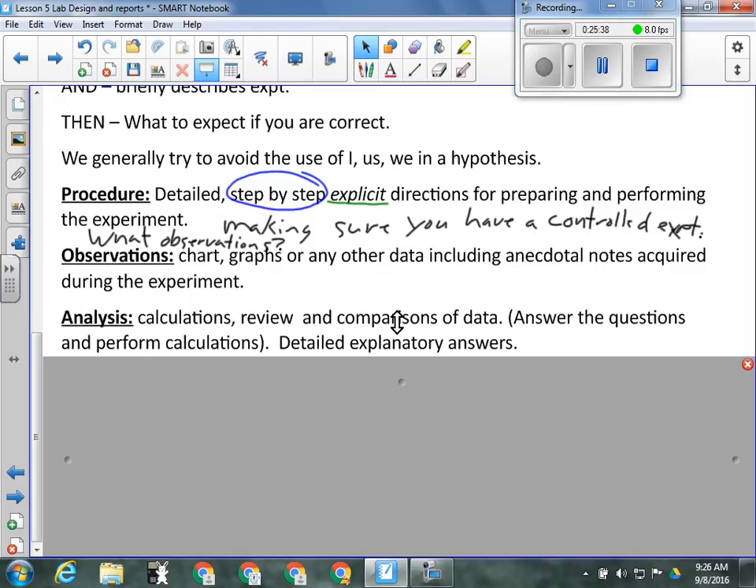In terms of your lab reports, you'll be answering the questions or doing the calculations that I tell you to do, or making the connections that I ask you to make, okay. And you need to have detailed explanatory answers when you do that. Okay? So basically, you're figuring out what your observations say during the analysis part of any experiment.